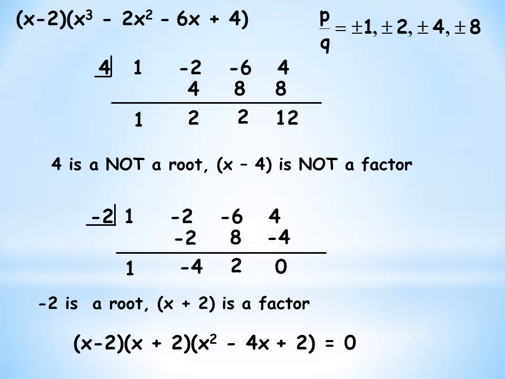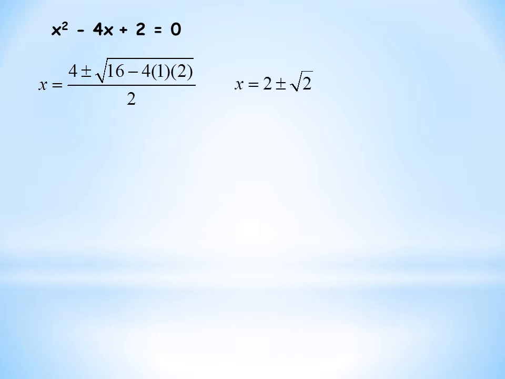So now I've got this factored down to x minus 2, x plus 2, and x squared minus 4x plus 2. Well, now I've at least got it down to a quadratic, and I can always use my quadratic formula to continue solving this. So I'm going to use my quadratic formula, negative b plus or minus the square root of b squared minus 4ac all over 2a. Simplify this, and I'll get x is 2 plus or minus the square root of 2.